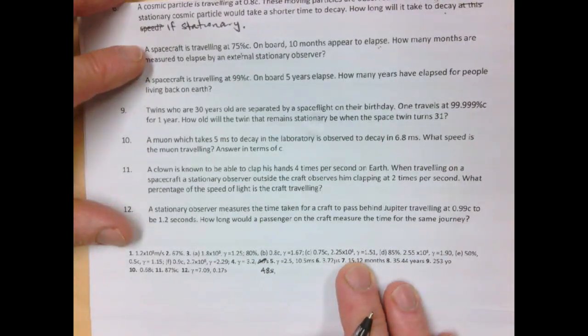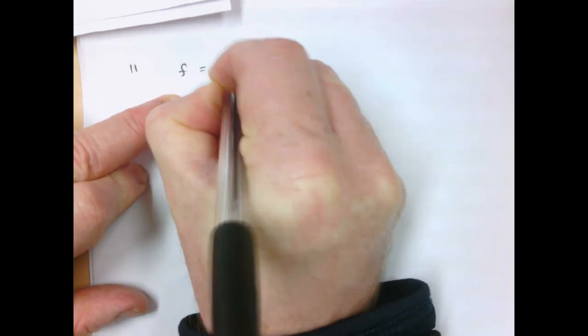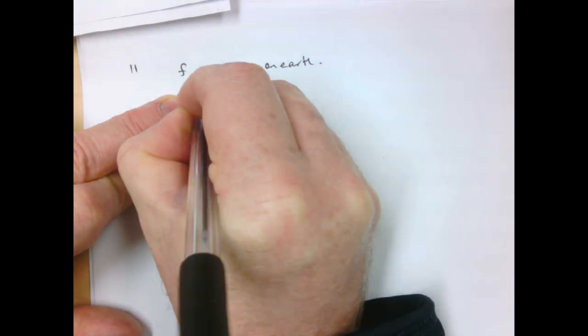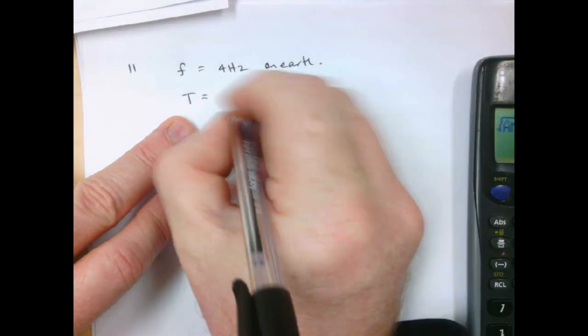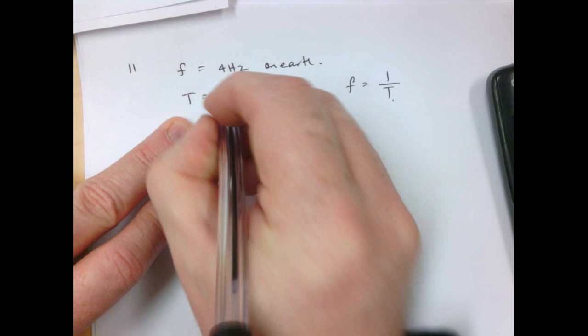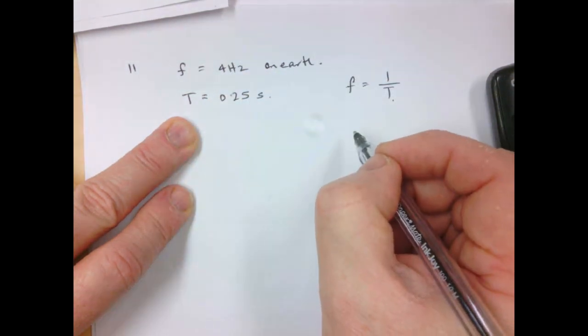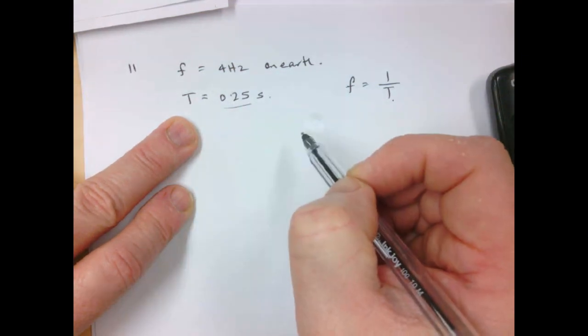Well, what we've got here is a frequency. So the clown has a frequency of 4 hertz on Earth, which means the period between each clap is, remember, frequency is 1 over the period, so the period is the reciprocal of that, or 0.25 seconds, which is a quarter. Okay, so this is how long a clap takes on Earth.